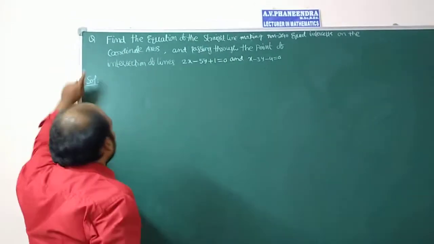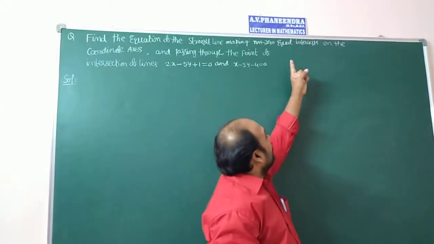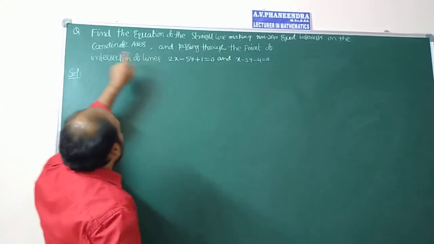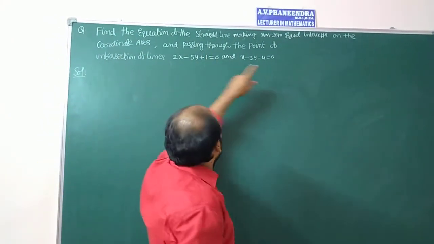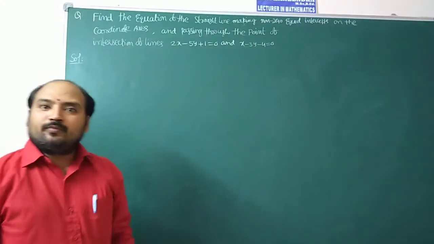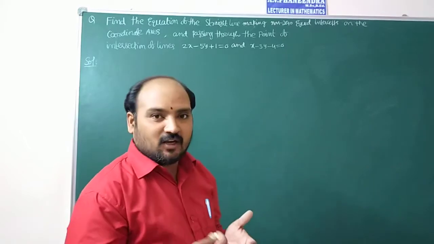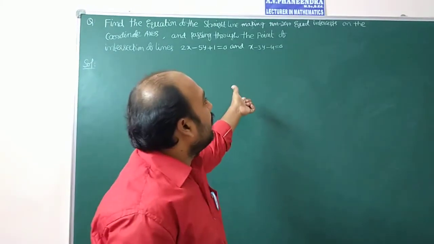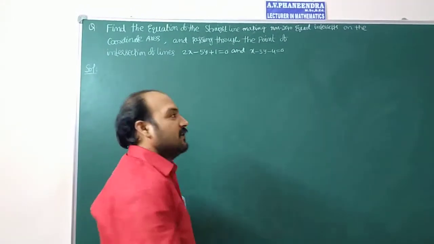Next question. Find the equation of the straight line making non-zero equal intercepts on the coordinate axes and passing through the point of intersection of these lines. First what we have to do is calculate the point of intersection of the lines, and the line passes through that point making equal intercepts on the coordinate axes.